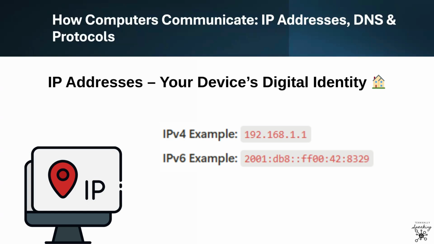It's not only in letters, but also numbers. So that's hexadecimal. And you've got 2001, with this colon, DB8, FF00. And as you can see, there's more numbers. Local networks use private IPs, while the internet assigns public IPs.